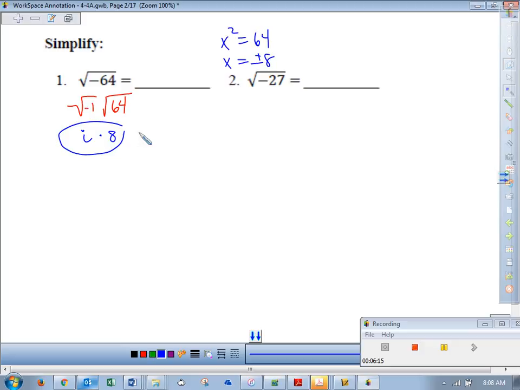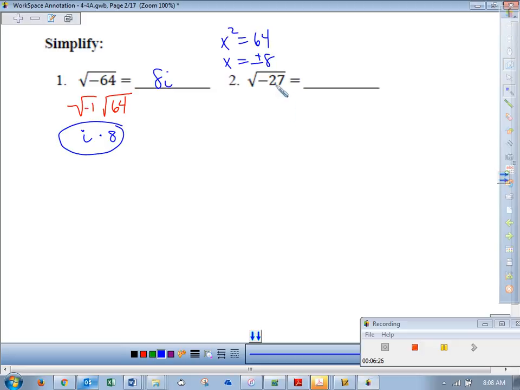You treat i just like a variable. If that was an x, would you write x8 or 8x? 8x. So this is 8i right here. The square root of negative 64 does not exist in the real number system. So we went into the imaginary world right here and said it's going to be 8i in that situation.